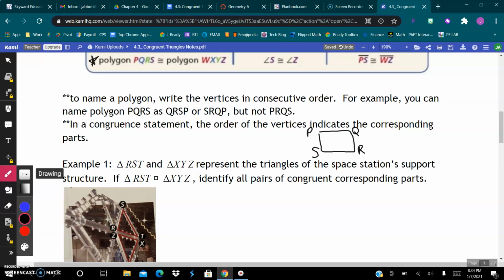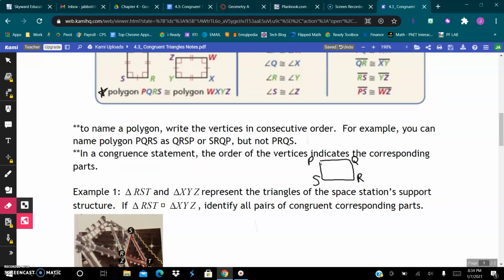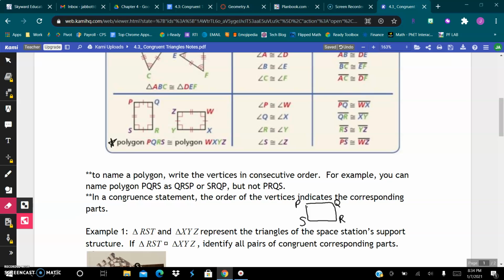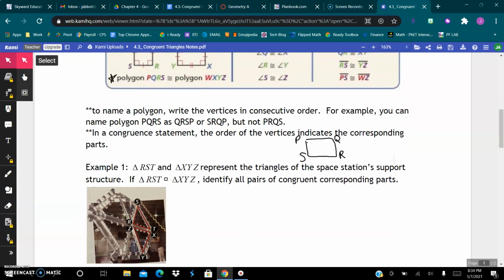But then I can't do PR. I can't go across, then up, and then back across. We can't cross the figure when we name them, so make sure you're not doing that when you write names of figures. And then in the congruent statement, the order of the vertices indicates the corresponding parts, and we talked about that up here with the color coding. P goes with W, so if P is first in the first polygon name, then W has to be first. You have to line up the congruent angles when you're writing a congruent statement.